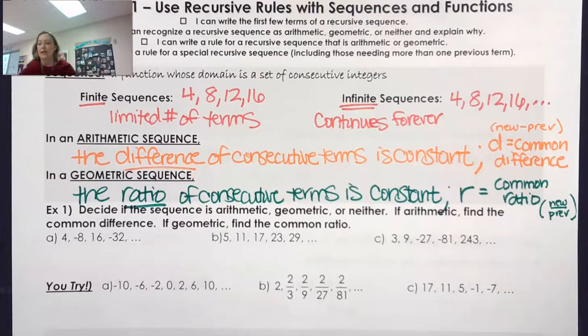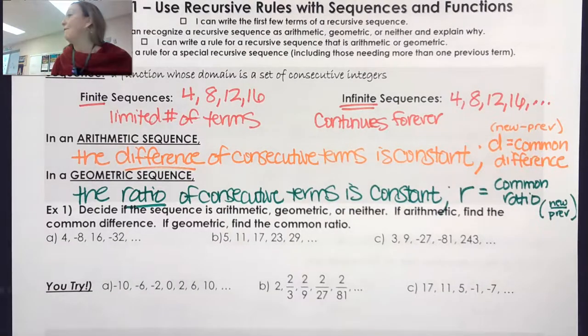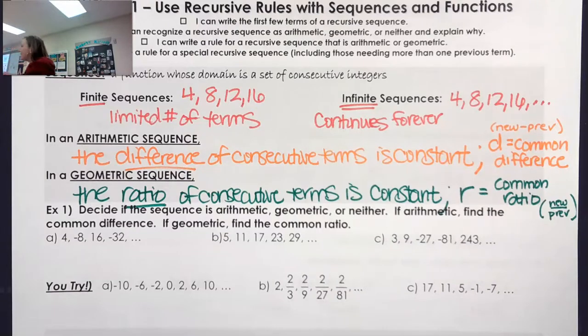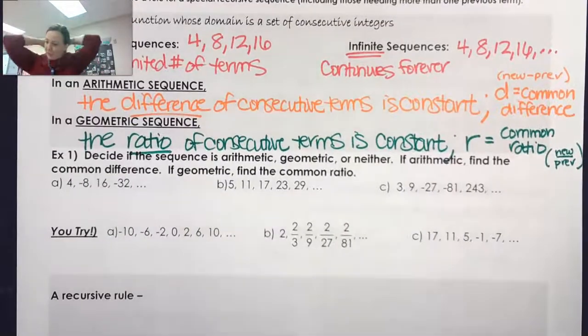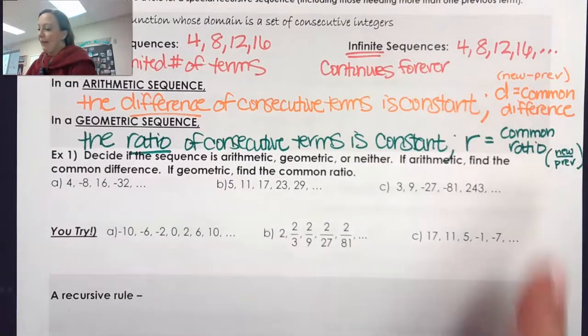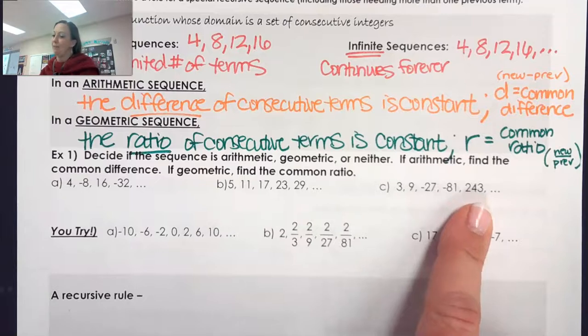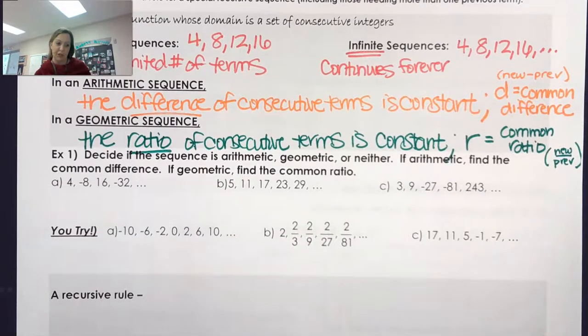Okay. And then there are some sequences that have a pattern, but aren't arithmetic, where we're not adding or subtracting, or aren't geometric. Okay. So let's decide if the sequence is arithmetic, geometric, or neither. If it's arithmetic, we'll find the common difference, and if it's geometric, we'll find the common ratio. All right, so let's take a look at these.